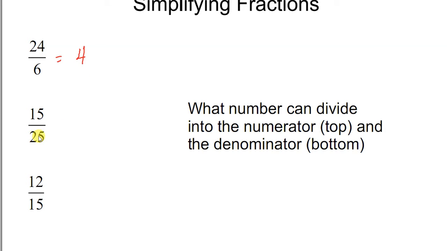This is 15 over 25. I can divide the top by 5. I can divide the bottom by 5. And this becomes 3/5. This guy, I can divide the top by 3. I can divide the bottom by 3. Simplifying fractions, that takes me to 4/5. Okay, simplifying fractions, that's a skill you already have, but you're going to need to keep using it.